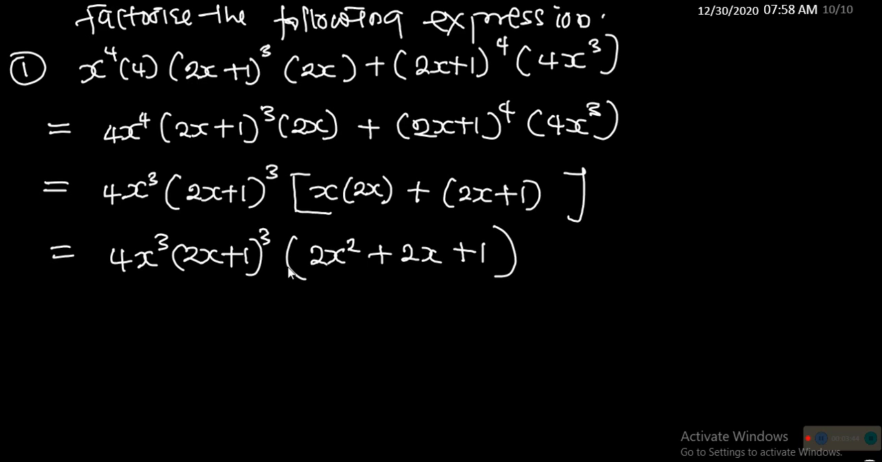Okay, and let's see if we can factorize this further. We cannot factorize this expression further, I don't think so. 2x squared, is there any two numbers we can multiply to have 2x squared and add to obtain that? I don't think so. So guys, this is the complete factorization of the expression.